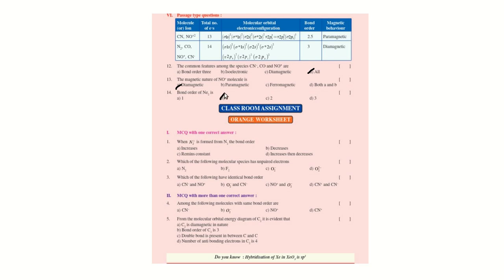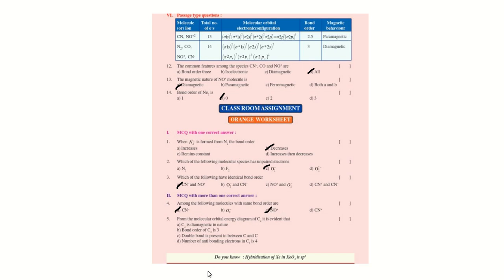Now classroom assignment, orange worksheet. When N2 plus is formed from N2, the bond order decreases. Next, which one of the following molecules or species has unpaired electrons? It is CO2 minus. Which one of the following has identical bond order? It is A, CN minus and NO plus. MCQ with more than one correct answer: among the following, molecules with the same bond order are A and C. That means CN minus and also NO plus.